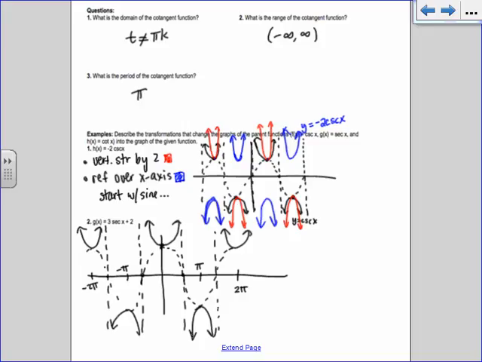Okay. So our transformations for secant, we have 3 times secant x, which means we have a vertical stretch by 3. And then we have a plus 2, so we're going to go up 2. It's going to be hard for my drawing.